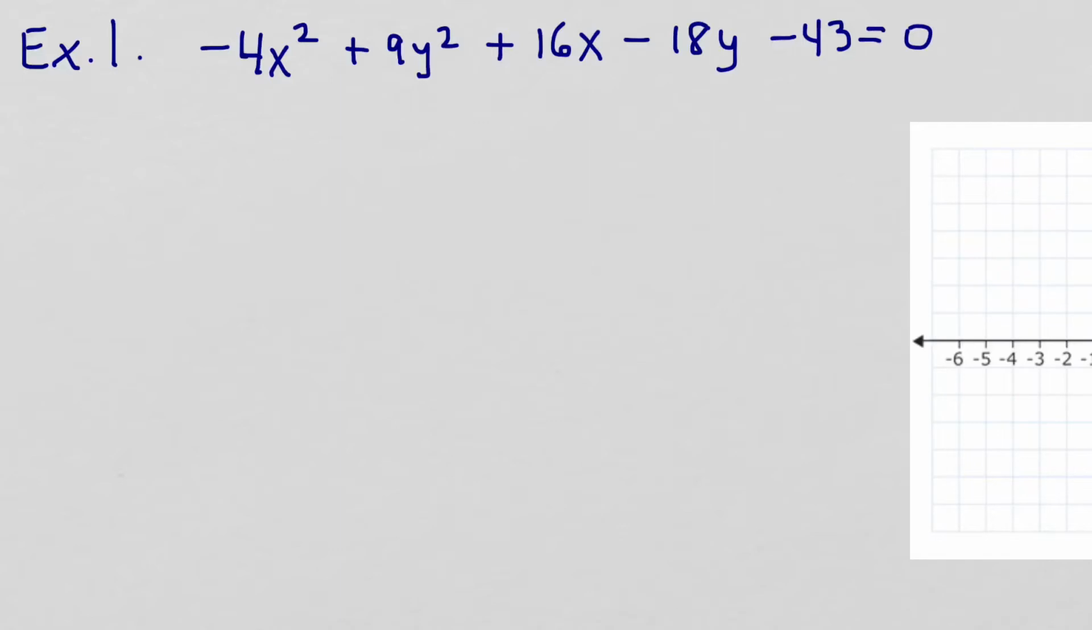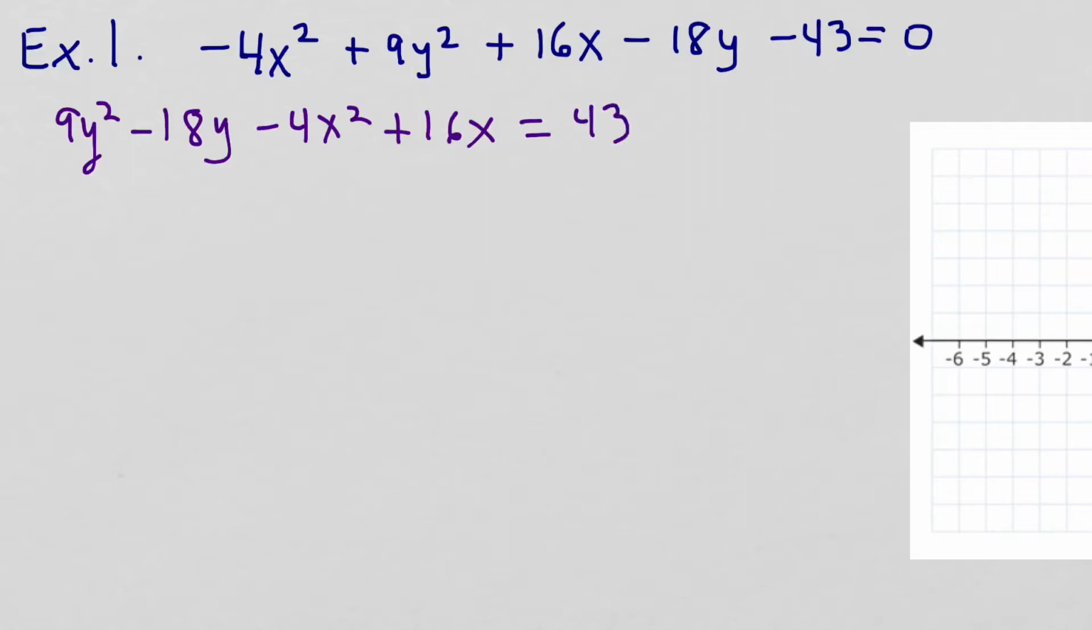To do that, I take the positive squared term first, and then I have another y term, and then I take the negative squared term, and I have another x term. And then I bring the constant term over to the right. Change the sign. Now I take out the coefficient outside of the parentheses, and I think about what I would distribute 9 to if it was here to get negative 18y. So I can see that would be negative 2y.